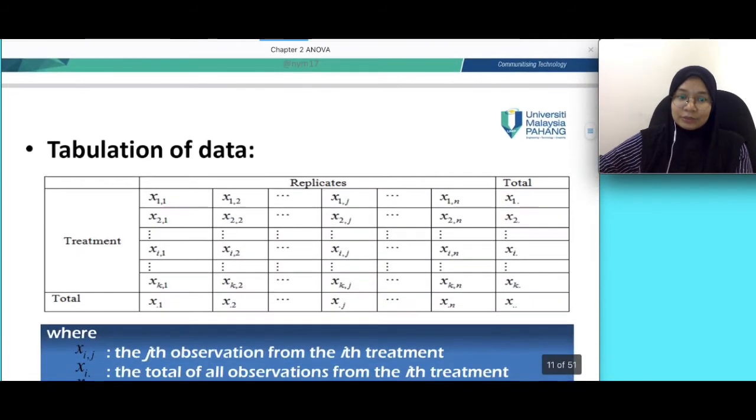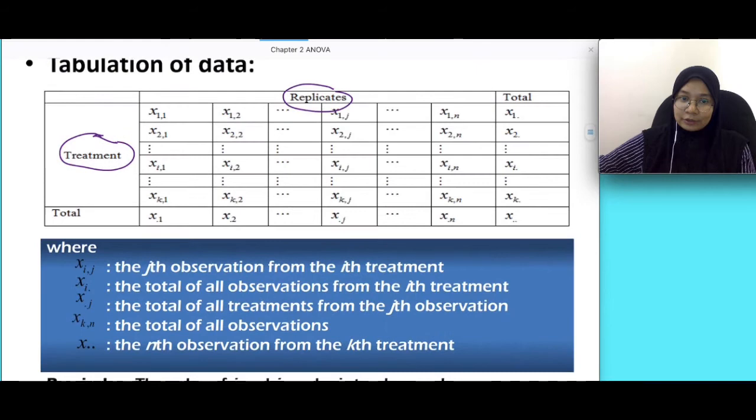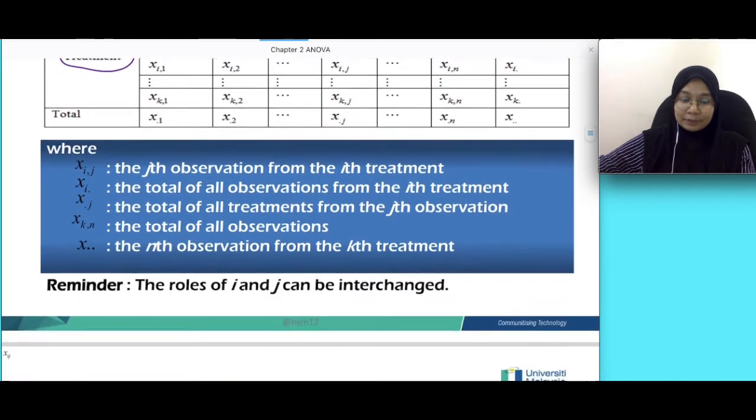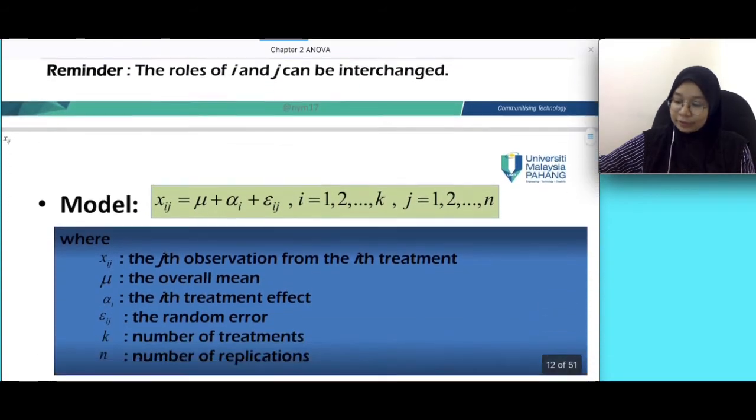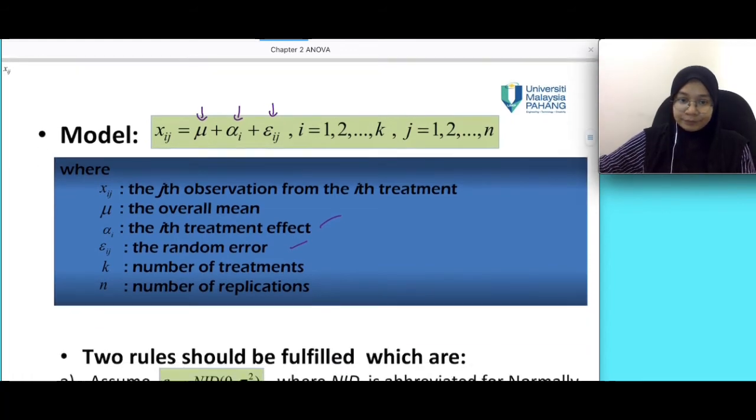These are the tabulation of data. Your data will have treatment and replicate. Replicate is how many times you run the experiment. Treatment is based on your independent variable. You have to know this when you want to do the manual part. So what is the model? The model in ANOVA is mu plus alpha i plus epsilon ij, where alpha is the treatment and epsilon is the error.